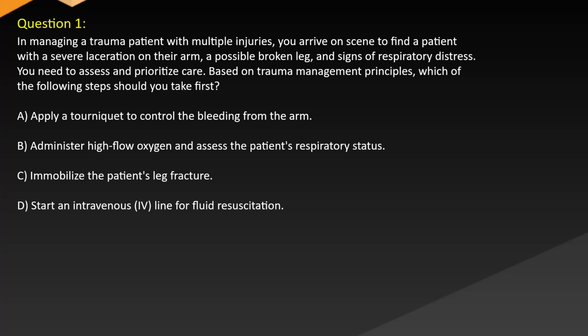Question 1. In managing a trauma patient with multiple injuries, you arrive on scene to find a patient with a severe laceration on their arm, a possible broken leg, and signs of respiratory distress. You need to assess and prioritize care. Based on trauma management principles, which of the following steps should you take first?